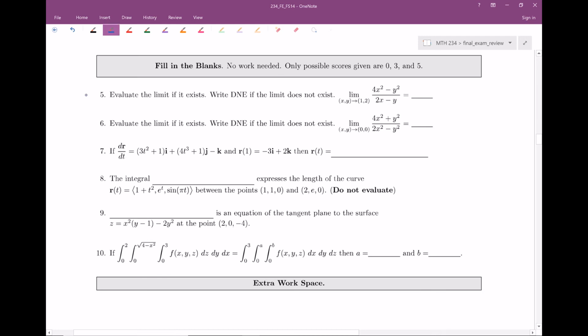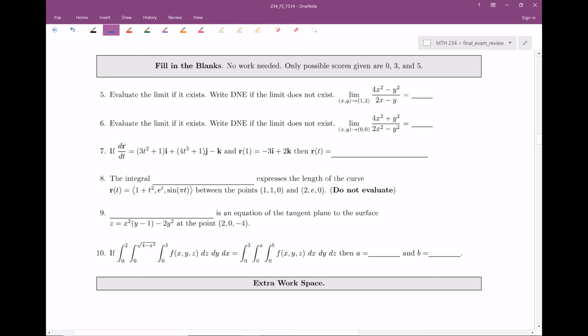Problem number 5. Evaluate the limit if it exists. Write DNE if the limit does not exist. So something like this, we have the limit as x goes to 1, y goes to 2. How do we solve these limit problems? The first thing we always try is: what happens if we just plug in 1 everywhere I see an x and 2 everywhere I see a y?